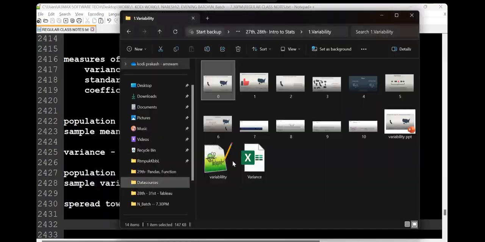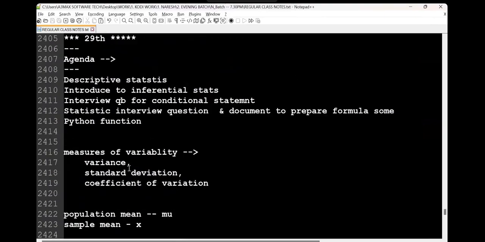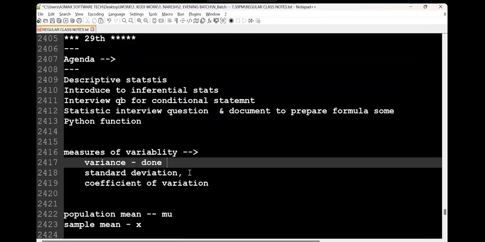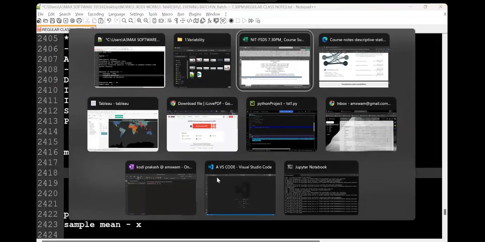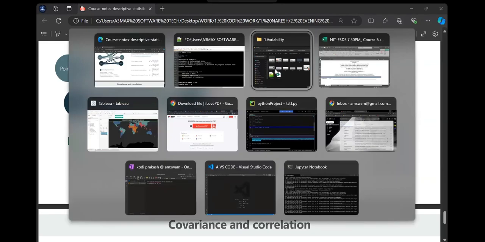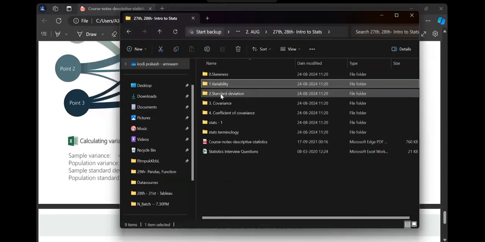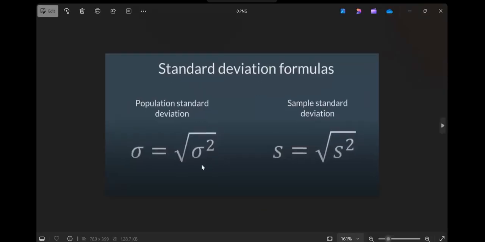Go to the next one. So once we compute variance, what is the next concept? This one we completed or not? Standard deviations. What is standard deviation? Again, look at the formula. Sigma square is variance. Which variance? Population variance. S square is sample variance.